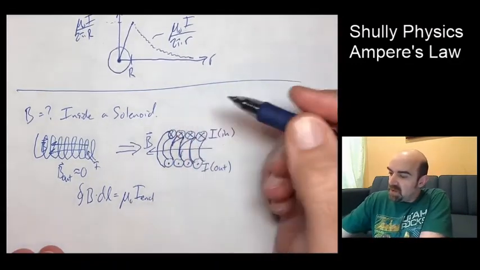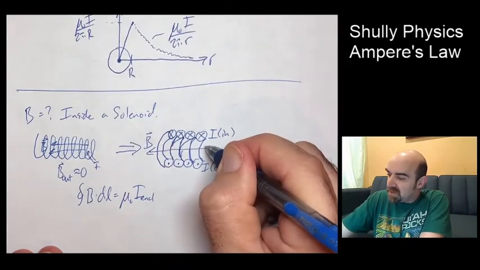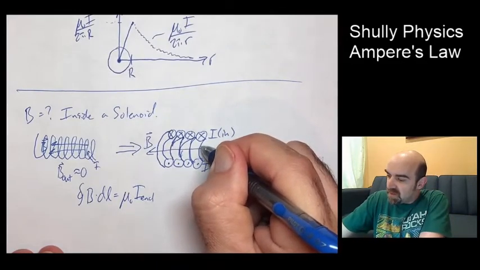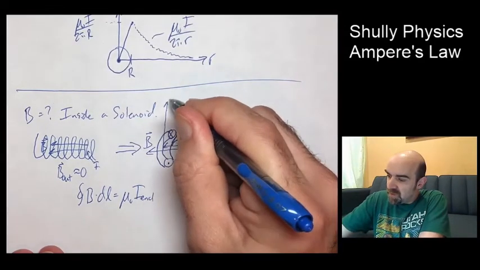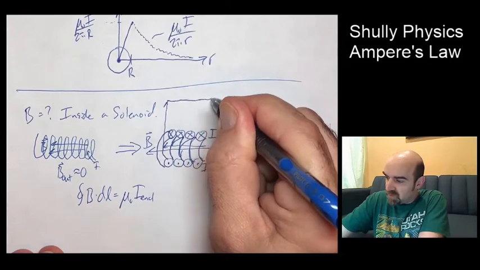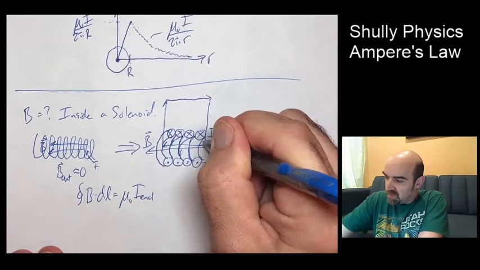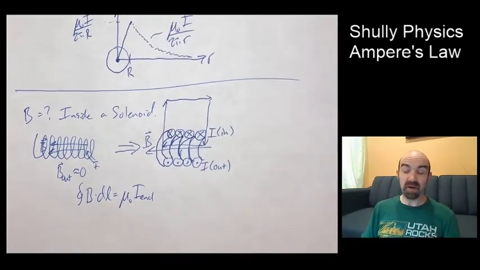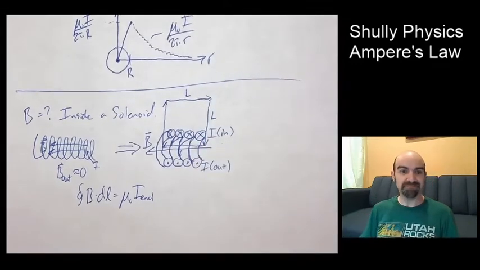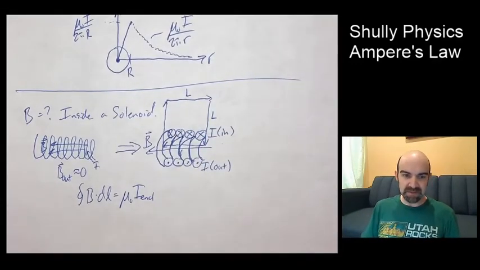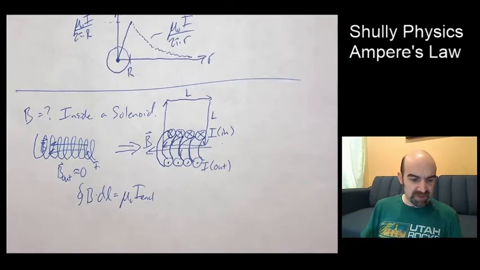So my path, I'm going to take a path this way, and then up, and then over to continue the loop and down. So it makes something like a square or a rectangle. I'll call this a square, all of length L on each side. Okay, and we got I. So I think that is about it. That's all we're going to need there.